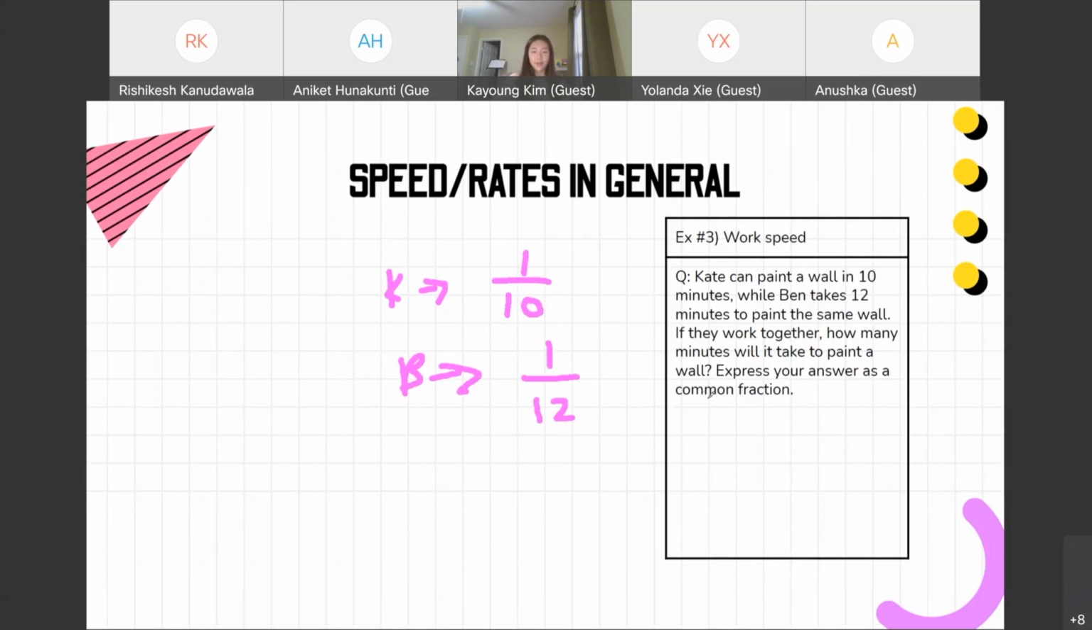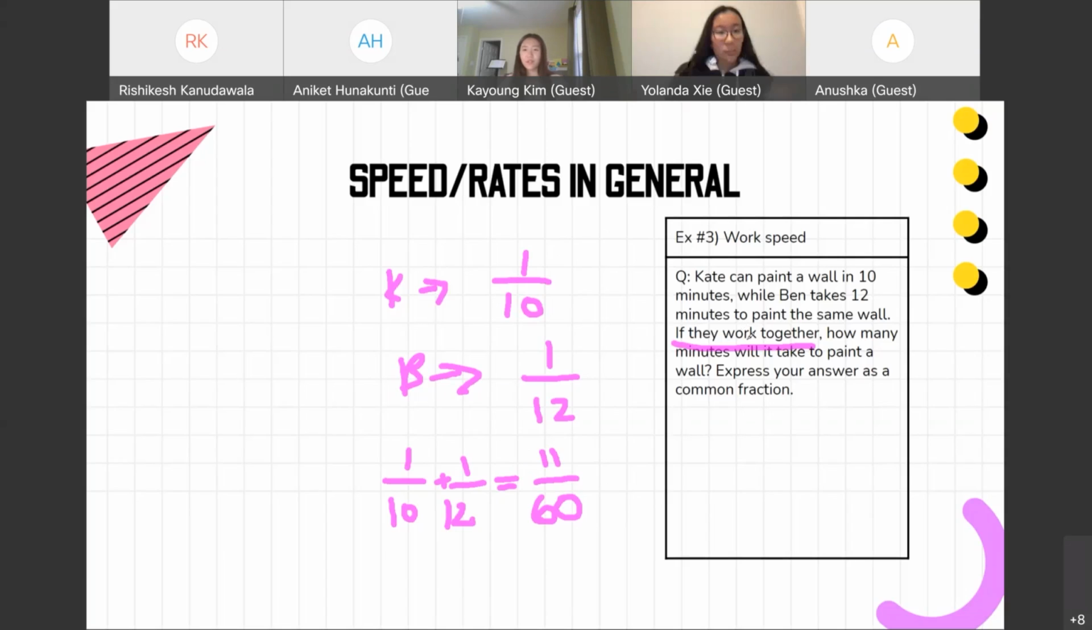If that makes sense so far, now they're working together. So instead of doing 1/10 of the wall at a time and 1/12, they're working together, so now we're going to add. Each minute, they're each going to paint their own section, so they're able to do more. I think it's 11. So now each minute they're painting 11/60ths of the wall. So now how many minutes will it take to paint a wall?